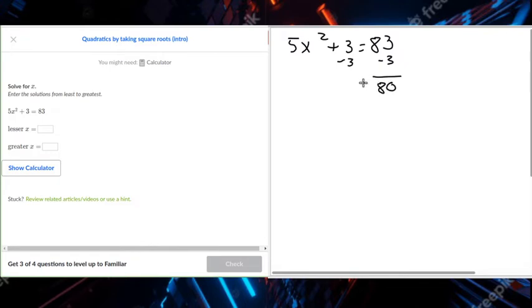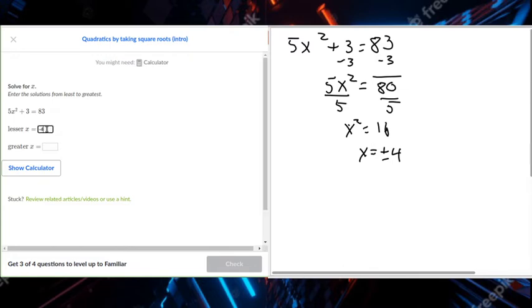You need to think about which method, which strategy, you're going to try to solve these. So we'll divide both sides by 5. We'll end up with x squared is equal to 16, and then we know x is equal to positive or negative 4. Negative 4 squared is 16. Positive 4 squared is 16. But the lesser number, the lower number, is the negative number here. So negative 4, 4.